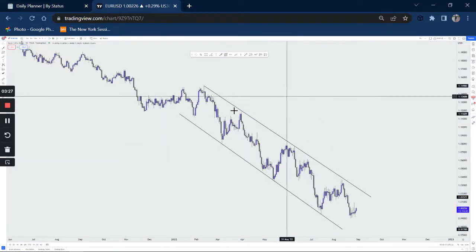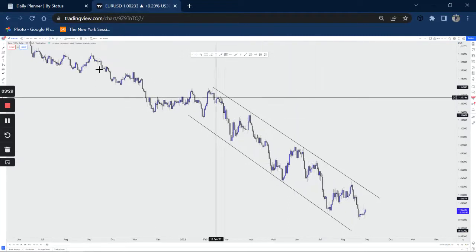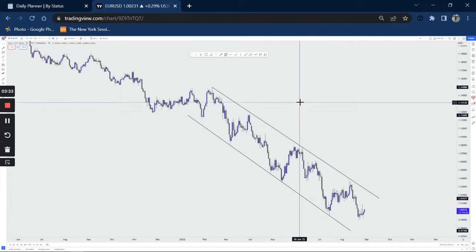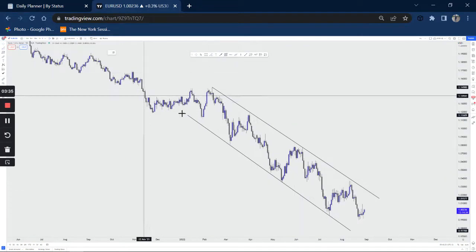So that's basically our falling wedge, and you can see that EURUSD has been in some sort of bearish order flow. So I'm gonna be helping you guys be able to spot this continuation pattern.